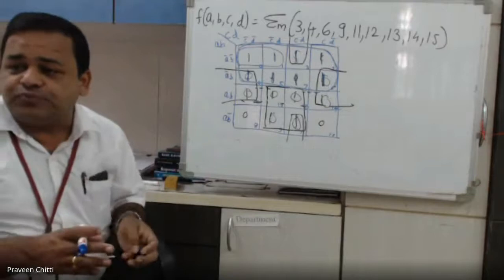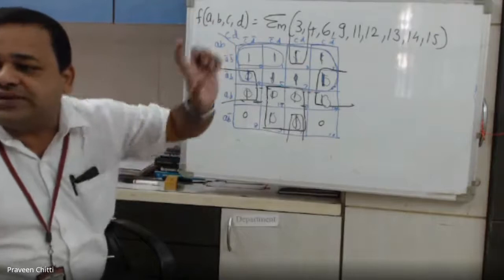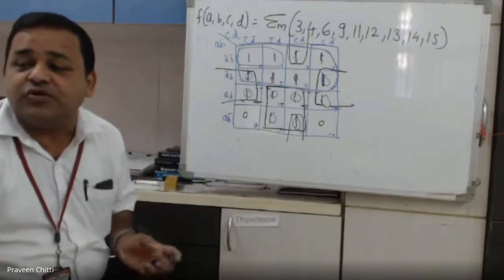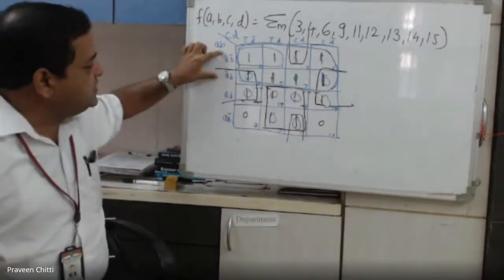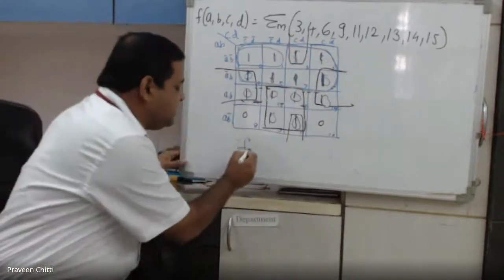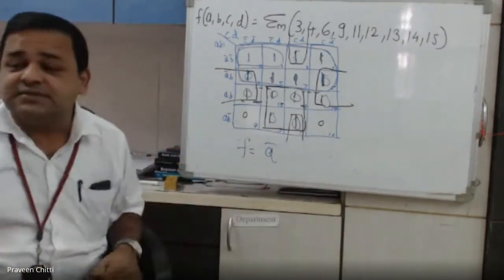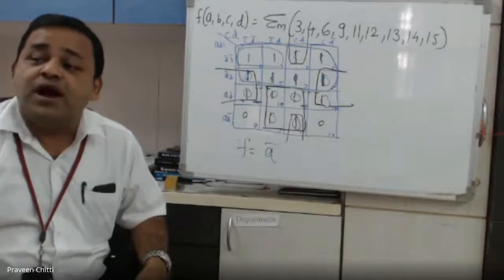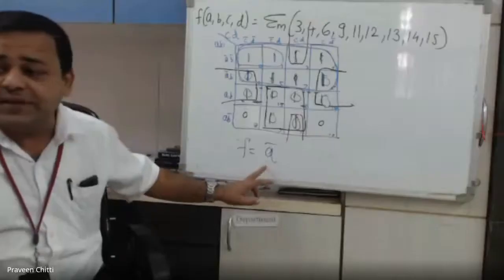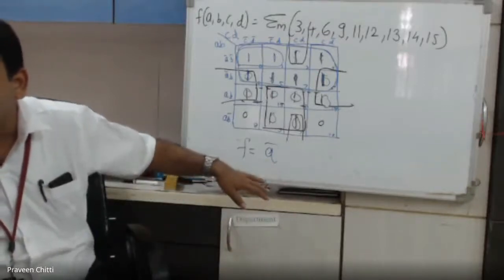Whenever a particular group covers all the columns or all the rows, then all the variables corresponding to that column or row will be eliminated. So here, nothing will come from this. From this, we get only A bar, and the final answer will be only A bar. So F equal to A bar. Whenever you form an octet, it eliminates 3 variables, and you will be left with only 1 variable. I hope, Kedar, this is clear.